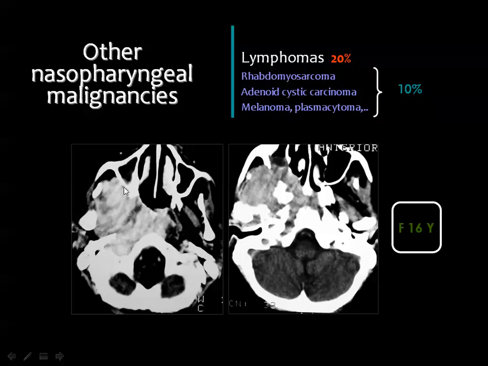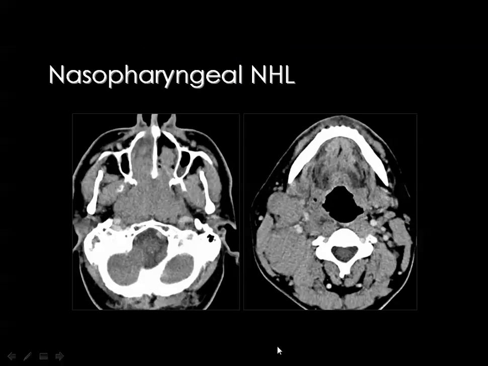And this is a big mass in the nasopharynx on the right side, infiltrating the infratemporal fossa and the muscles of mastication. This mass is seen in a female patient 16 years old. Actually, this is an age which is not suitable for nasopharyngeal carcinoma. Nasopharyngeal carcinoma can occur in this age, but I prefer to consider lymphoma more than carcinoma, especially in children and adolescents.